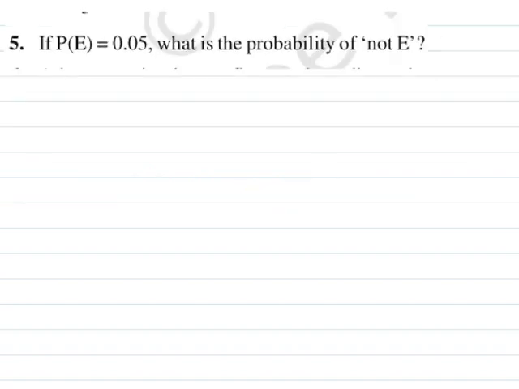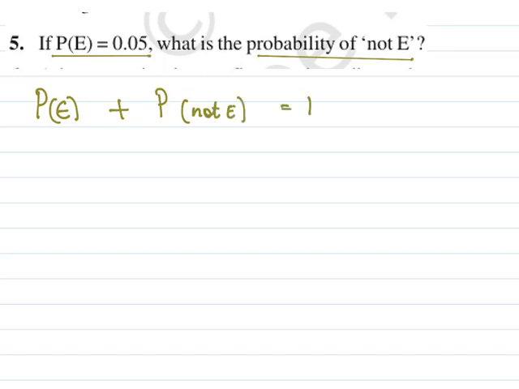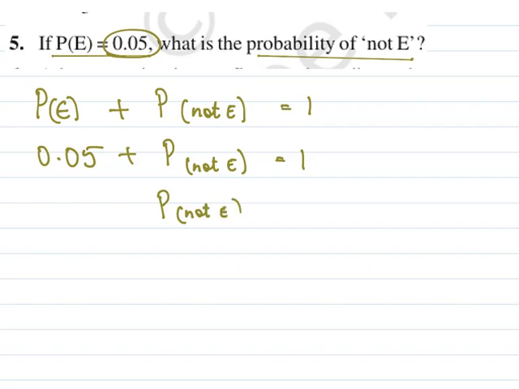The probability of an event is 0.05. What is the probability of not the event? Now we know the probability of an event plus the probability of not the event is equal to 1. So the probability of the event is 0.05, as given here. So plus the probability of not the event will be equal to 1. So the probability of not the event equals 1 minus 0.05, which is equal to 0.95. Total probability is always equal to 1.